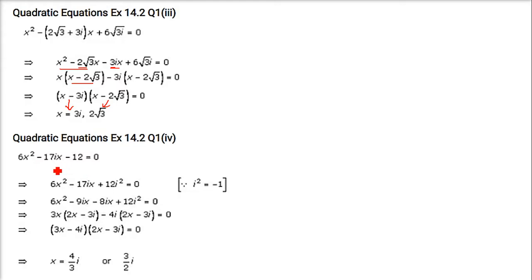Here 6x square plus 17ix. Now put i square here, multiply it with i square and make it plus. Now here the 17ix can be written as 9ix plus 8ix. Now take 3x common, you get 2x minus 3i. From here you take 4i common, 2x minus 3i. Now this 2x minus 3i you can take common, you get 3x minus 4i, 2x minus 3i. Now put this as 0, x will be equal to 4 by 3i. Put this as 0, you get 3 by 2i.